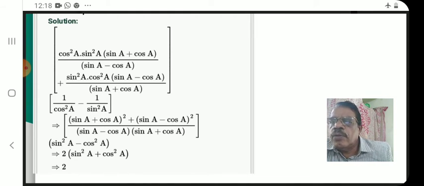Then we get cos square 45 sin square 45 into sin 45 plus cos 45 by sin a minus cos a, sin 45 minus cos 45 plus sin square 45 cos square 45 into sin 45 minus cos 45 by sin 45 plus cos 45 into 1 by cos square 45 minus 1 by sin square 45.